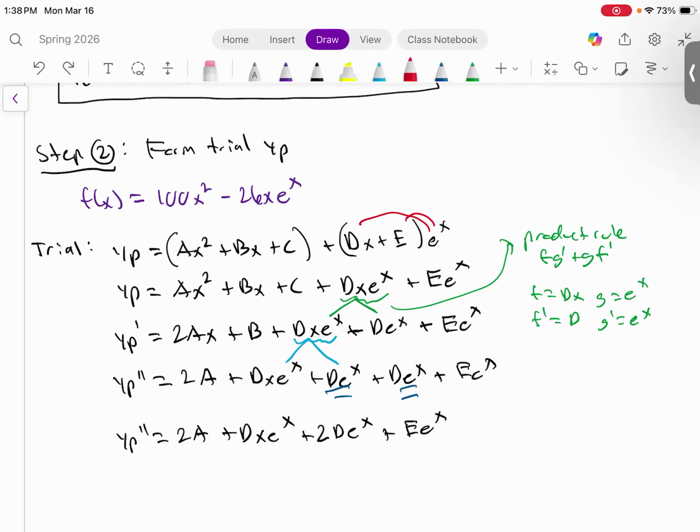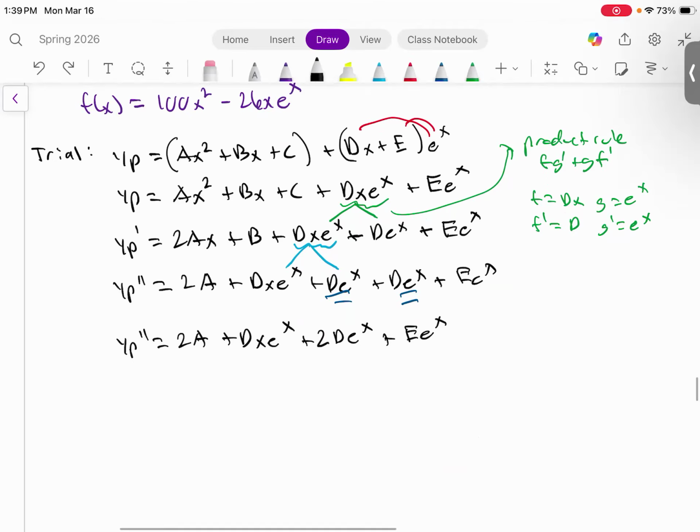So we have our derivatives. It took us quite a bit of work because we had a product rule we had to worry about. But let's go ahead and start plugging these into the differential equation and start solving for all these coefficients. So we have A, B, C, D, and E. We got a couple to solve for, but it's definitely doable. So let's go ahead and get started.